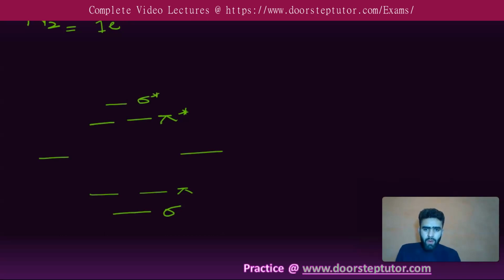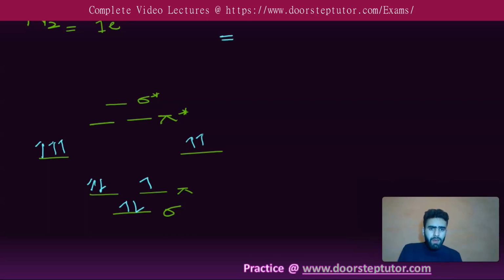Now here we have 1, 2 and 3 electrons, and one electron is removed. It means that we have only 2 electrons, so we have to fill 5 electrons. We will fill the 5 electrons first in the bonding molecular orbitals. So here we have 1 electron, 2 electrons and 3 electrons. This is the filling of electrons in the bonding molecular orbitals.